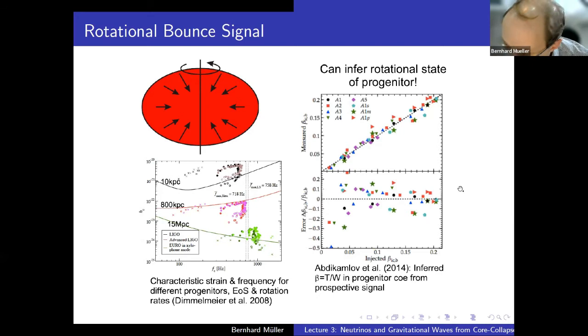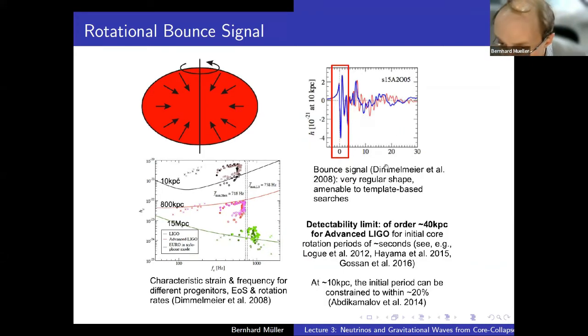Then there was another question in the chat whether the dip corresponds to the stalled shock. You mean probably the dip here, the negative dip in the amplitude. Yes, that is actually not from the stalling of the shock. This is really the turnaround of the contraction of the core by the stiffening of the equation of state.